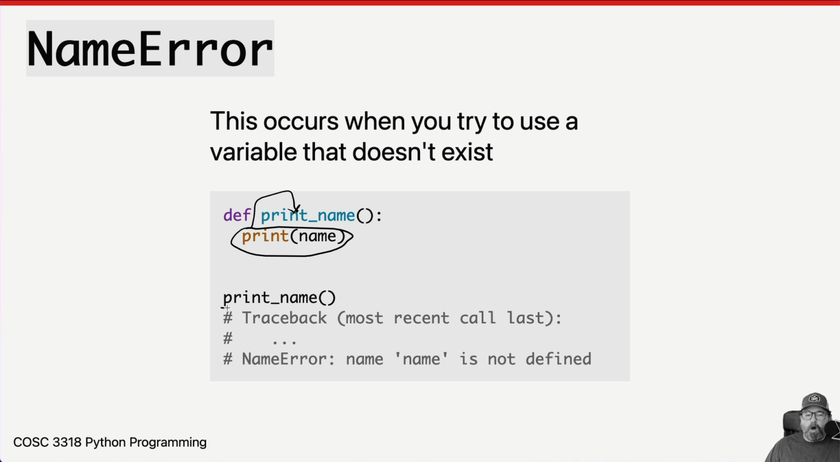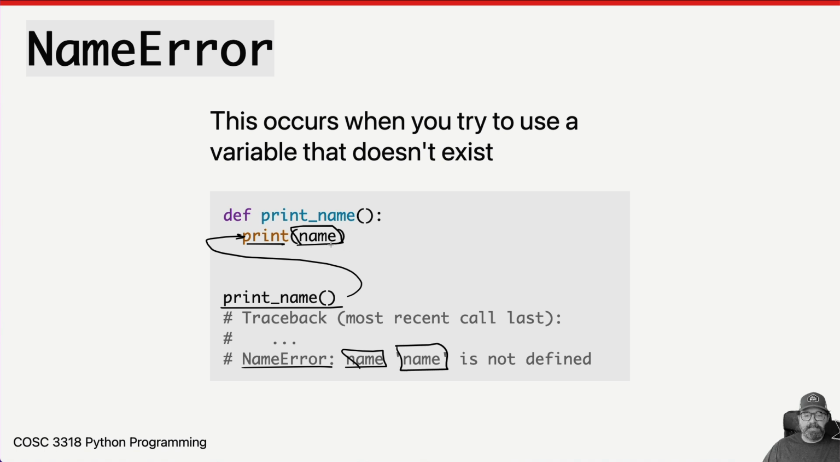But when we call that function, print name, it's going to come up here and go to that first line of code, and it's going to be like, print name. And Python's going to be like, what name? There's no variable named name. So then you end up with a name error. The name of the variable name, which is this right here, is not defined. So that's when you use a variable that you haven't yet created.